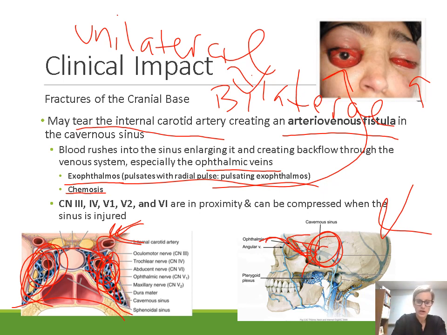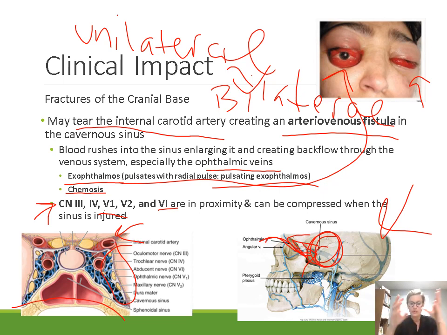Remember that the internal carotid artery is not the only structure that's going through the cavernous sinus. There are quite a few cranial nerves in that area as well. So there can be injury to cranial nerve 3, 4, 5, 1 and 2, and 6. They're all in proximity, right? We looked at all of them right here passing through the cavernous sinus. So if there's a bunch of blood buildup in there, those are going to be getting compressed. And you can start to see other signs and symptoms related to compression of those cranial nerves.